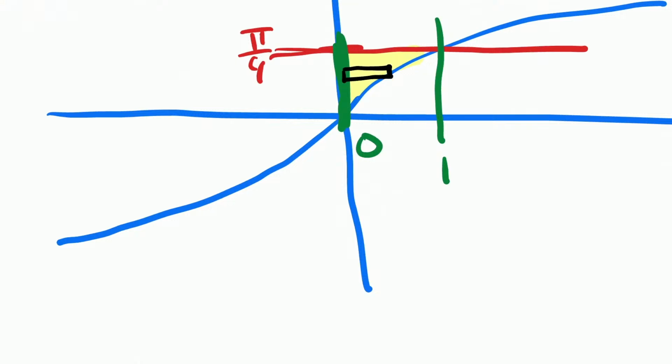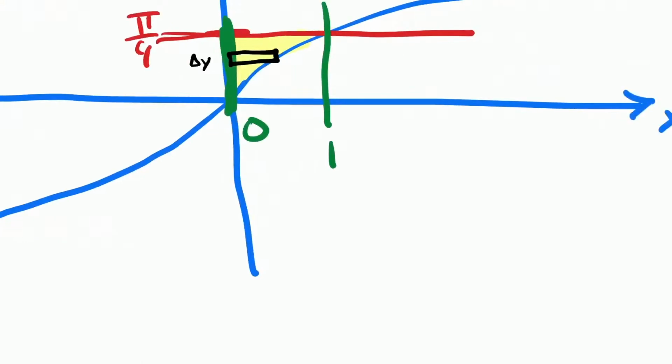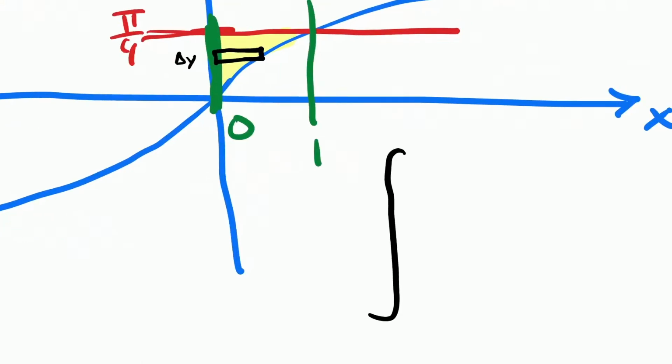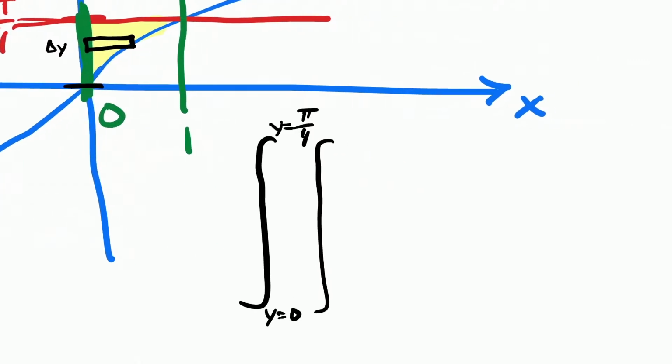That's a little better. So there's my little horizontal rectangle. Now delta y is the skinny side. So let's see if I can sort this out. So y starts at 0 and ends at pi over 4. Hopefully that part will be the easy part. The y on the outside.